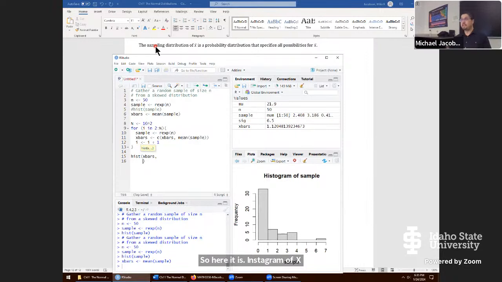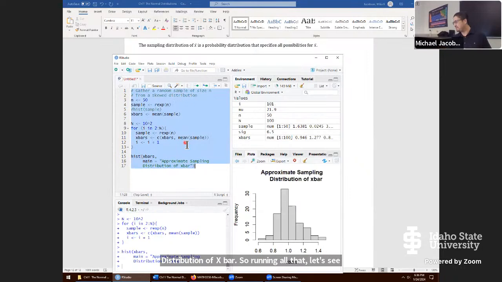This one time, I think I would want a main title. Let's say main equals "approximate sampling distribution of x bar." So running all that, let's see what happens. There's got to be a mistake there somewhere. Let's see if there is. Hey, it actually worked. And notice what happened to this thing. We went from a distribution that was highly skewed to, well, I mean, it's not great, right? It still has a right skew, but it cleaned up by a massive amount.